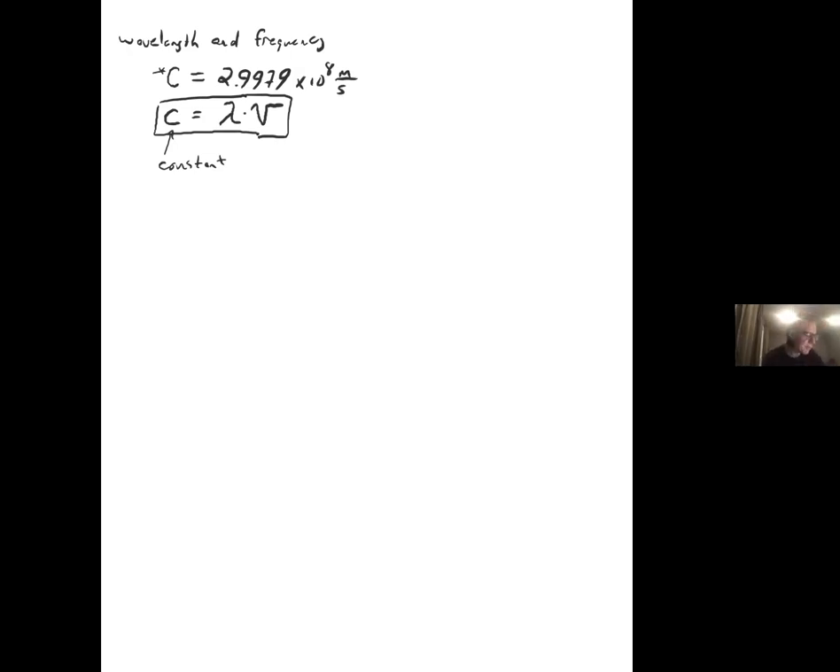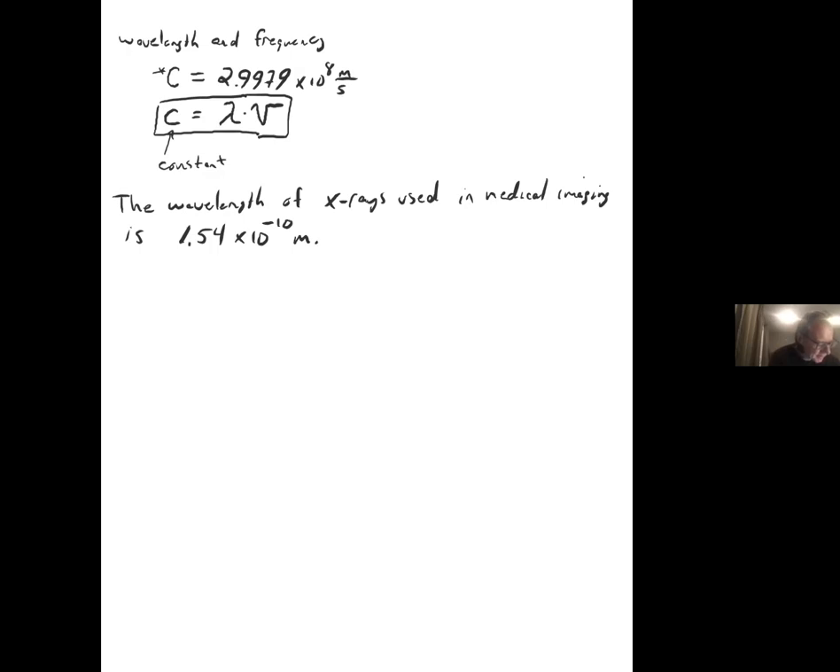So let me show you an example of how you can use this. Suppose I say, let's use wavelength. The wavelength of X-rays used in medical imaging is 1.54 times 10 to the minus 10 meters. Calculate the frequency of these waves.